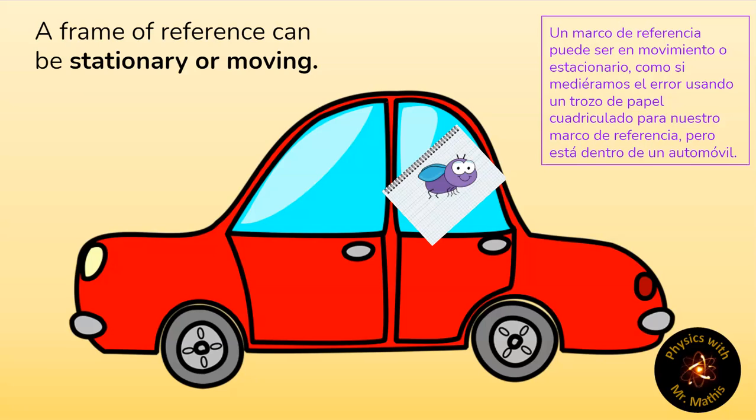Now, our frame of reference, whether it's a graph paper or something else, could be stationary or it could be moving. If it's a piece of graph paper sitting on the table, it's a stationary frame of reference. But if we put the bug and the graph paper inside a car, now the whole frame of reference is moving. We can still make the same measurements either way, though.